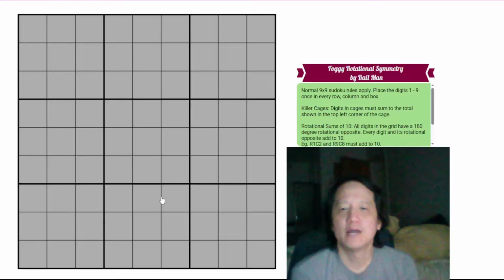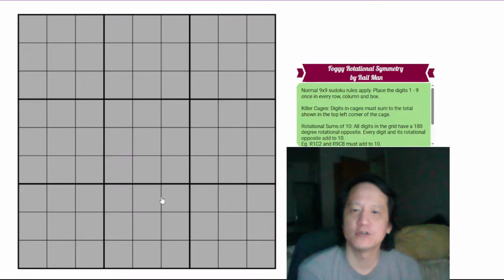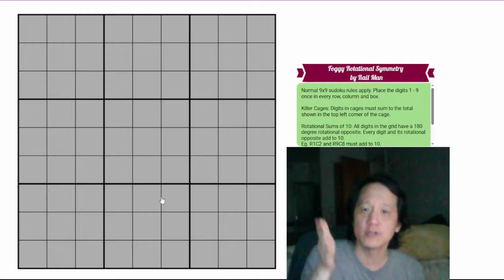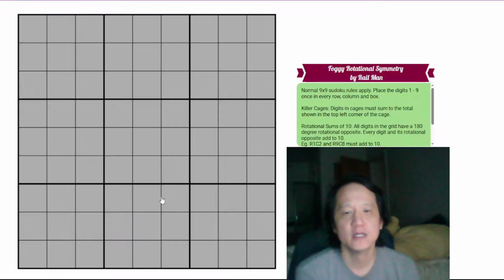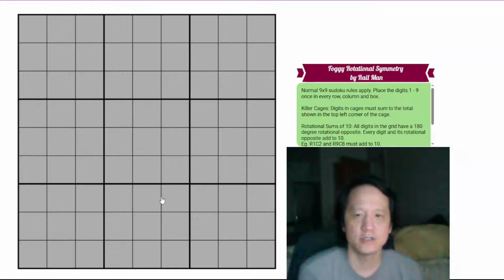Hello everyone, I'm Frank and welcome to Learn How to Sudoku, where we take a very easy variant Sudoku puzzle and we break it down in detail so that you can learn how to Sudoku. Today's very easy puzzle is called Foggy Rotational Symmetry by Railman.